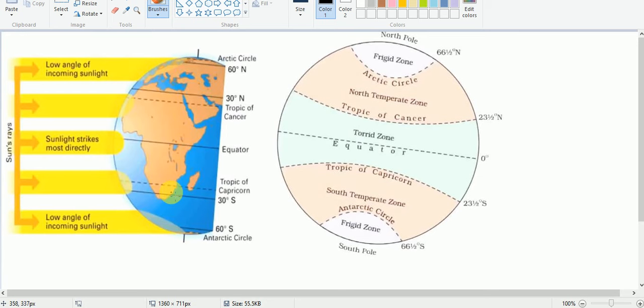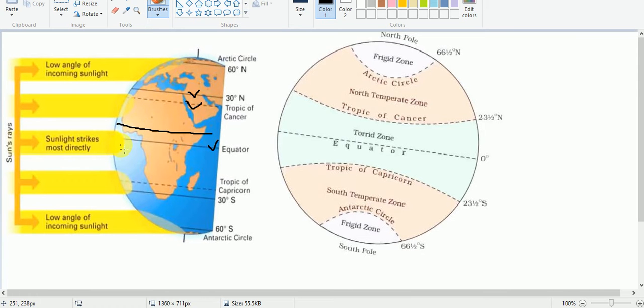See here, latitudes, these are the horizontal lines. Imagine lines drawn on the globe. Say for example, this is a latitude. Here we have the equator, then this is 30 degrees north. Likewise, we have 23.5 degrees, that is the Tropic of Cancer, and so on.